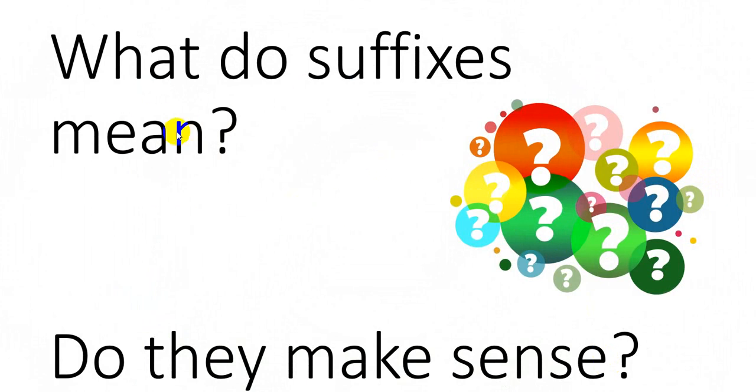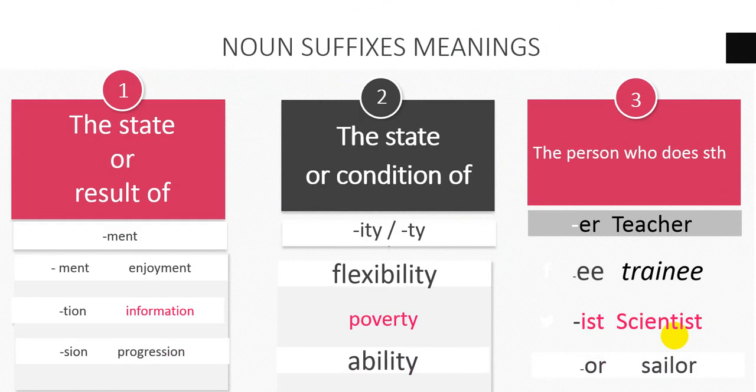What do suffixes mean? Do they make sense? Do you think that they have meaning? Yes, they have meanings. Let's take a look. Ment means the state or result of. Ment, enjoyment: the state of being enjoyable or enjoyed. Tion, information: inform is a verb, information is a noun. Sion, progression. It's a noun from the verb progress.